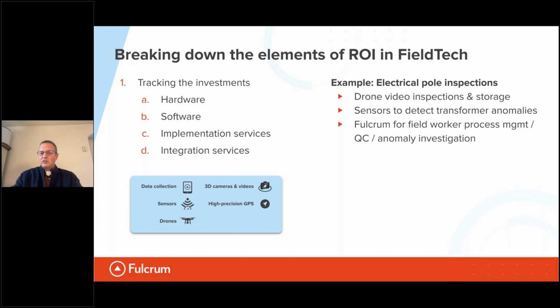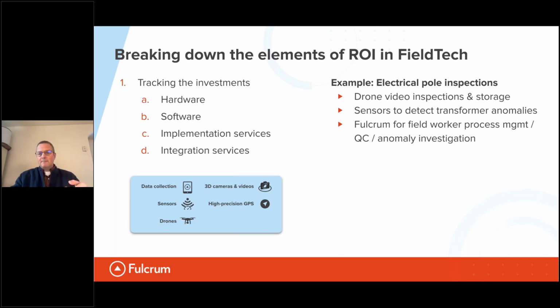There needs to be some quality control to make sure that that person is doing it correctly. And if there is an anomaly, for example, if that sensor detects a transformer anomaly, then the field worker needs to investigate the anomaly. I like to think of the drone situation as eyes in the sky. I like to think of the sensors just as the IoT. It's kind of the sensors on the ground, and Fulcrum is the boots on the ground. These are the people who are going out there to really implement the decisions that need to be implemented.